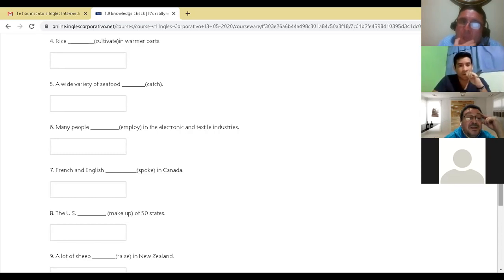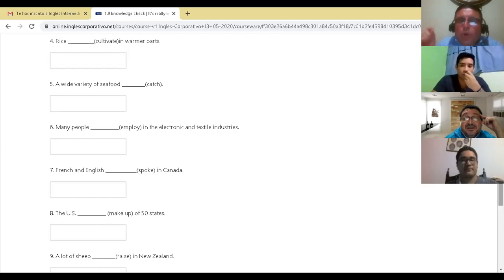What about number six? Many people are employed. What is the past participle form of employ? Employed. In that case, in particular, you pretend that the letter E does not exist. So you say the past tense of employ is employed. Good. French and English are spoken in Canada.